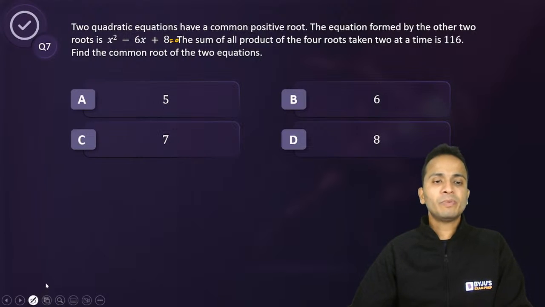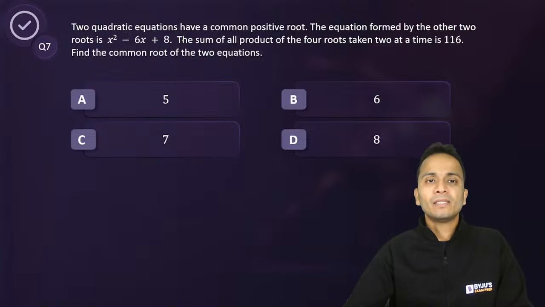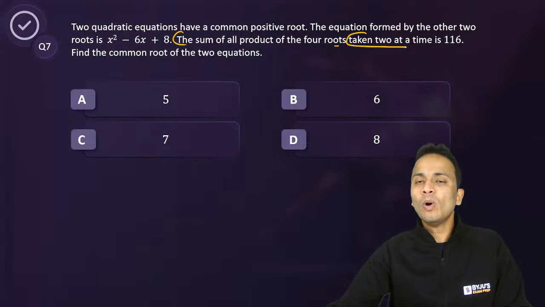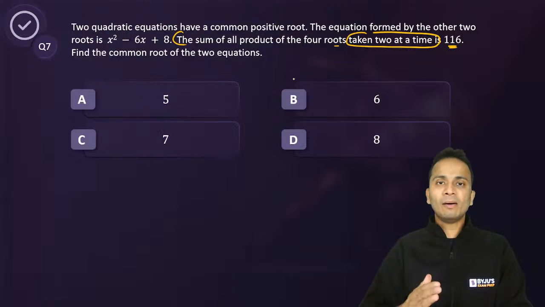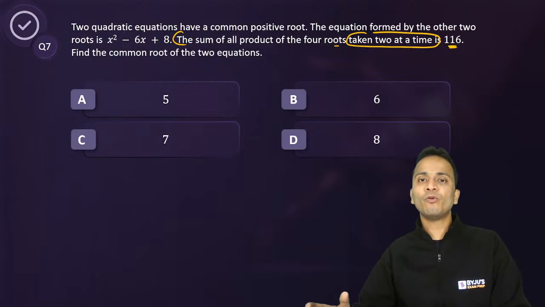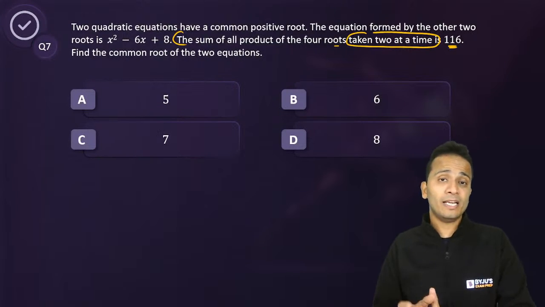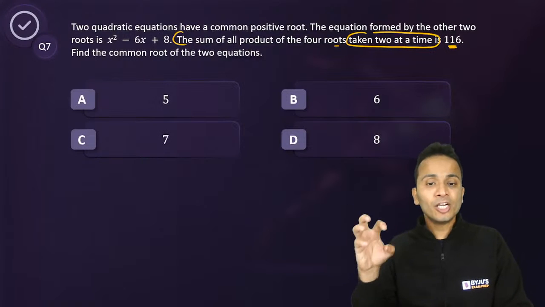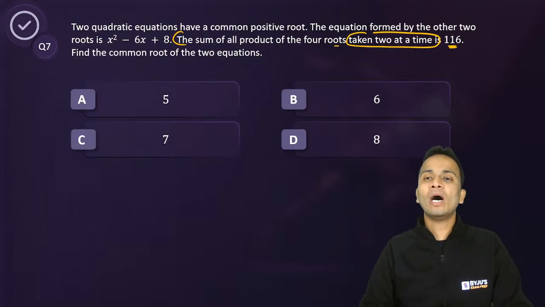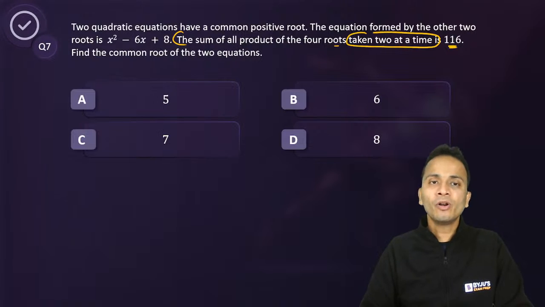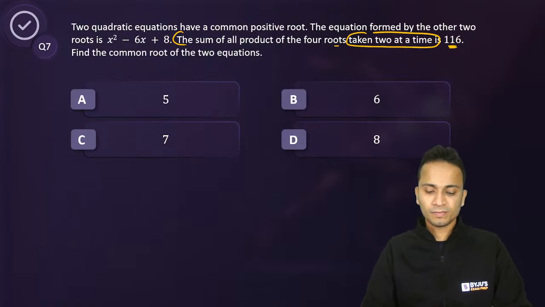Now the next statement is very important. The sum of all products of the four roots taken two at a time is 116. So the sum of all the products of the roots taken two at a time is equal to 116. So find the common root of the two equations.